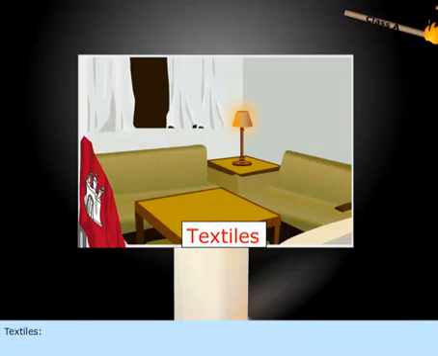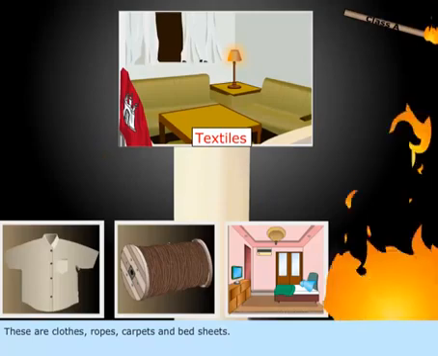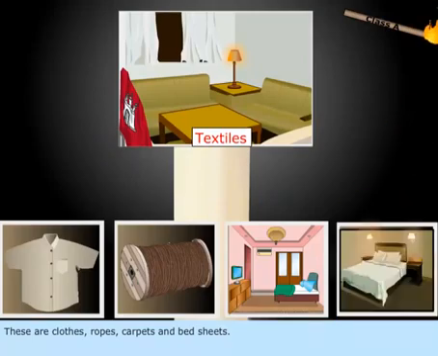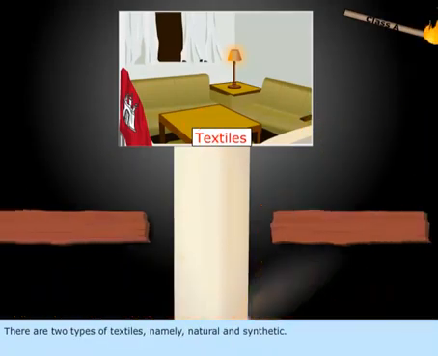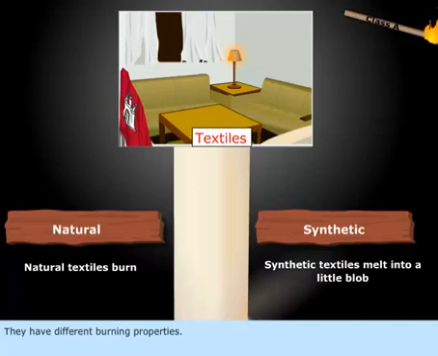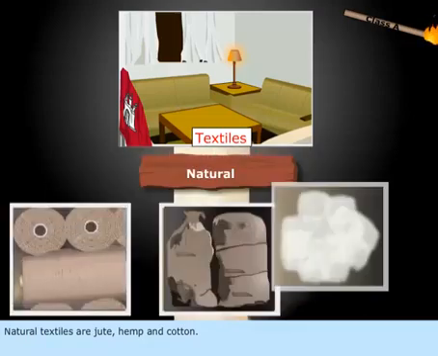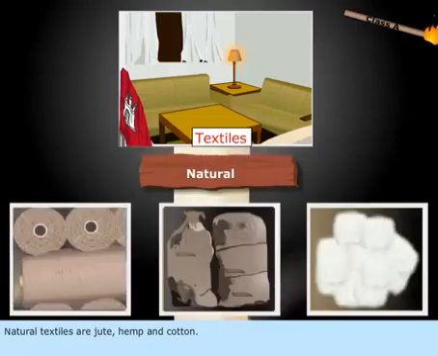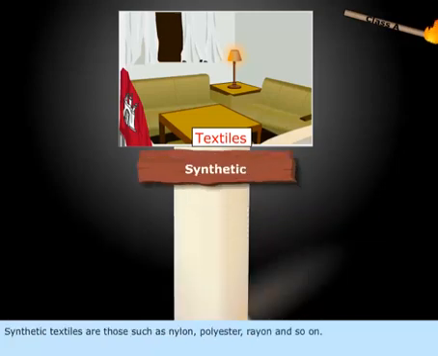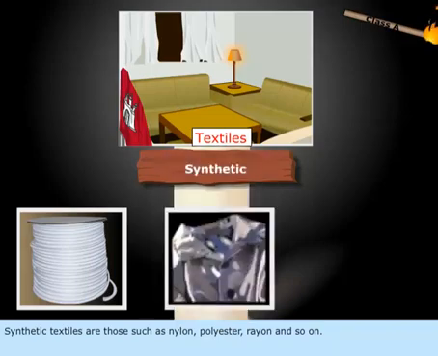Textiles. These are clothes, ropes, carpets, and bedsheets. There are two types of textiles, namely natural and synthetic. They have different burning properties. Natural textiles are jute, hemp, and cotton. Synthetic textiles are those such as nylon, polyester, rayon, and so on.